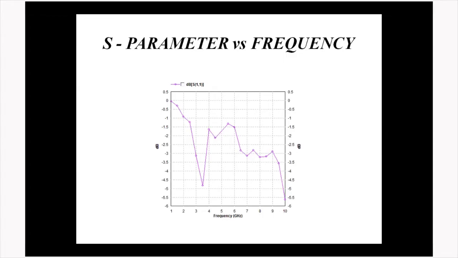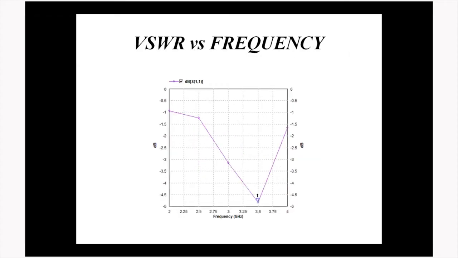S11 denotes the output reflection coefficient. S21 denotes the forward gain, and S12 denotes the reverse reflection coefficient. And S22 denotes the output admittance of the antenna. VSWR is voltage standing wave ratio versus frequency. The value of VSWR is taken at 3.5 gigahertz.